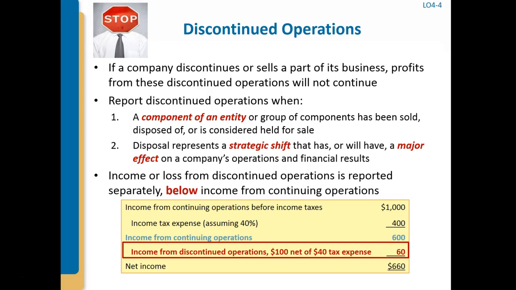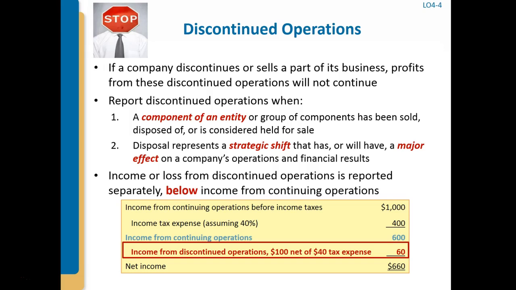Separate reporting includes taxes as well. The income tax expense associated with continuing operations of $400 is reported separately from the income tax of discontinued operations of $40. Also, in the case that there is a loss from discontinued operations, there would be an income tax benefit instead of an income tax expense. Losses from discontinued operations are tax deductible and would reduce overall taxes owed, therefore adding a benefit.